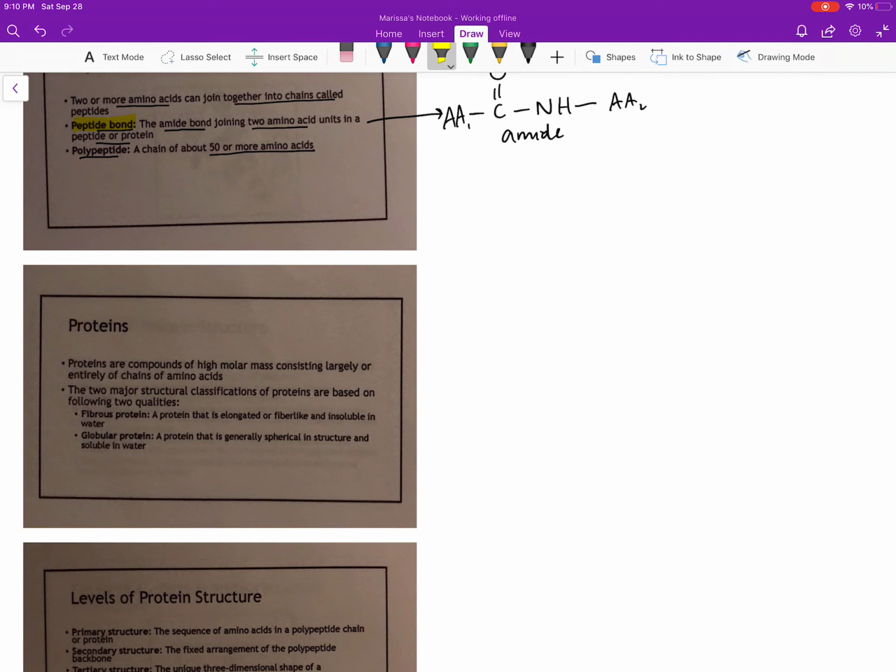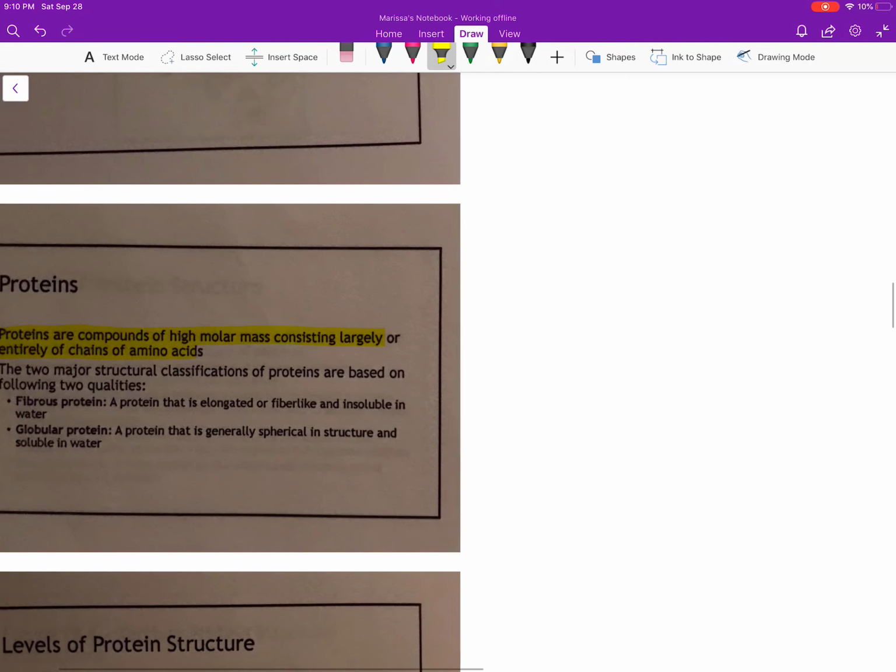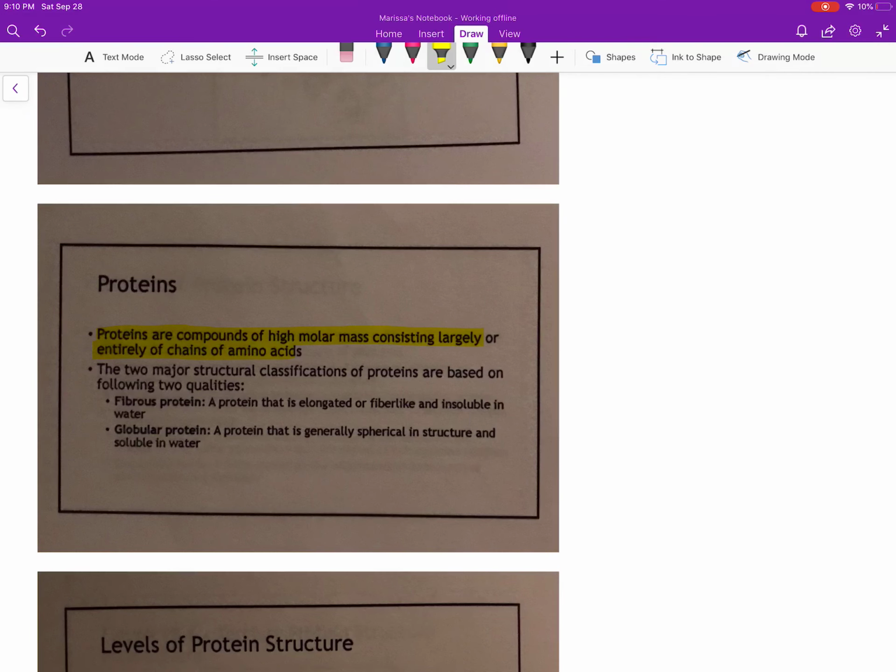All right, so we said proteins are super important, and they are. We've already defined the fact that they're composed of high molar mass, mainly or nearly entirely composed of amino acid chains. There are 2 different groups of proteins when it comes to structural classification, so what they look like. The first one is a fibrous protein. This is a protein that's elongated or fiber-like, and it's insoluble in water, so your hair, thank goodness, right? And then you have globular proteins, which is generally spherical in structure and soluble in water, so not your hair.